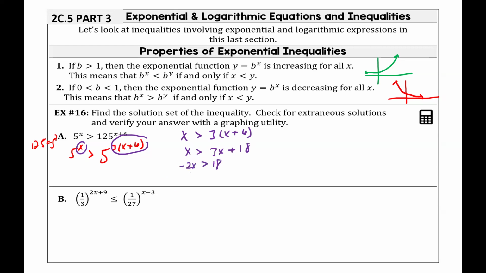We're going to divide by negative 2. Remember, when you divide by negative, it's going to cause your inequality to flip. So we divide by negative 2, so it's going to become x is less than negative 9. Okay, so we now know that it is x is less than negative 9. Which means that our solution is from negative infinity to negative 9.